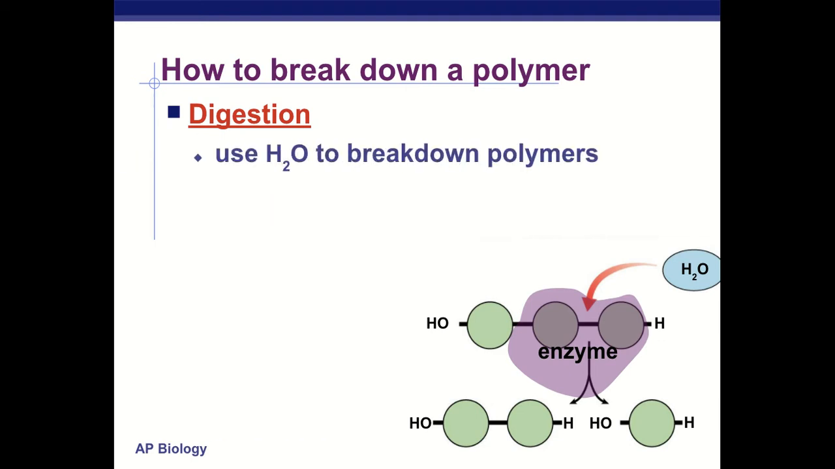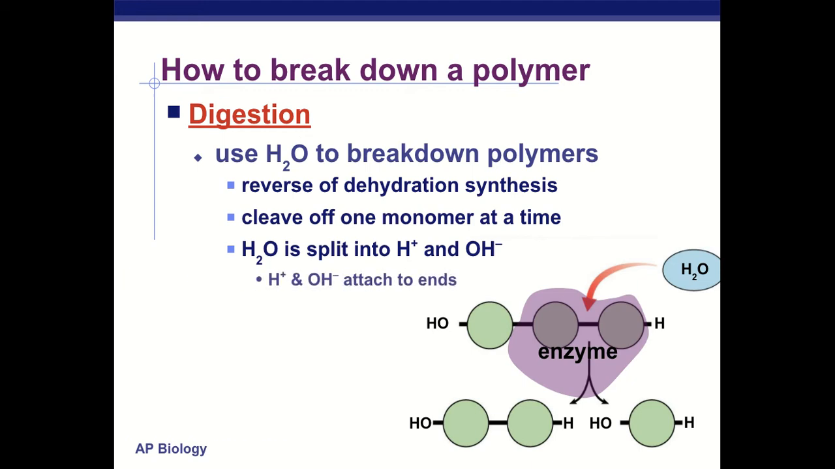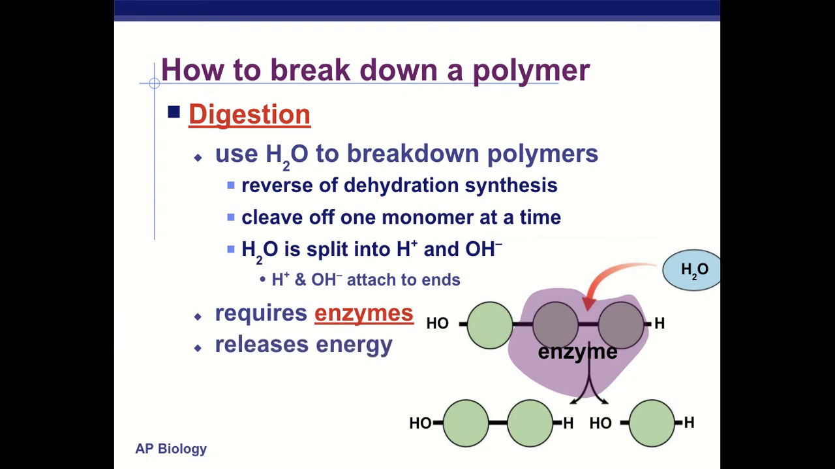So how does that work? To break down a polymer and turn it into the monomers, you have to use water. So you're actually putting in water. And when you put in water, it's the reverse of dehydration synthesis. So it's actually like the reverse reaction, and it cleaves off one monomer at a time. When the water is split, it's split into a hydrogen ion and a hydroxide ion, and that's attached to either side of the monomers. And it also requires enzymes. And actually breaking polymers down into monomers releases energy.